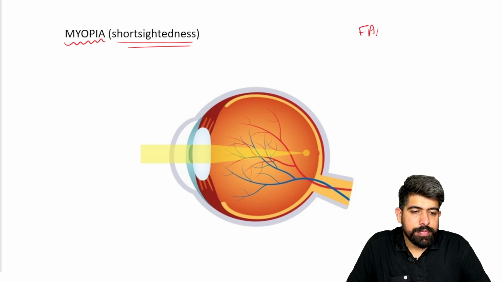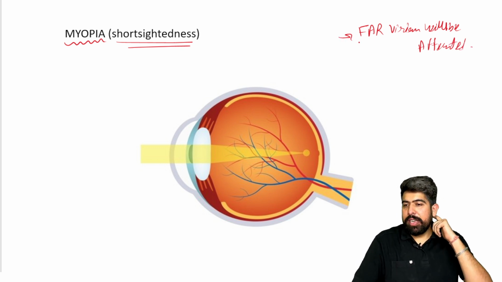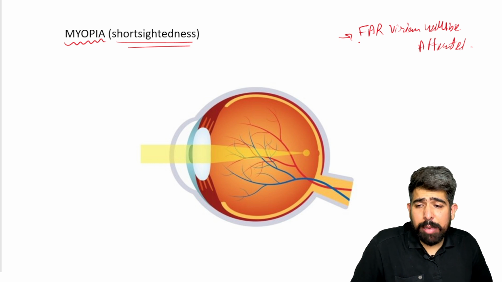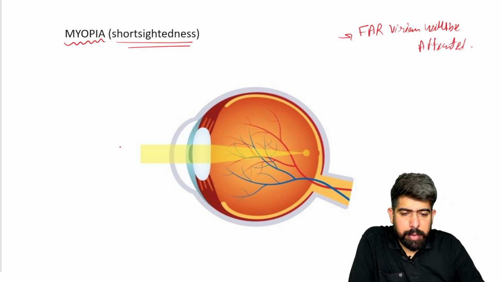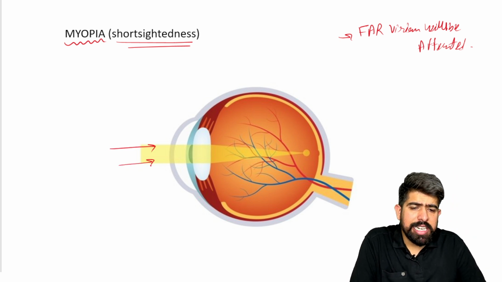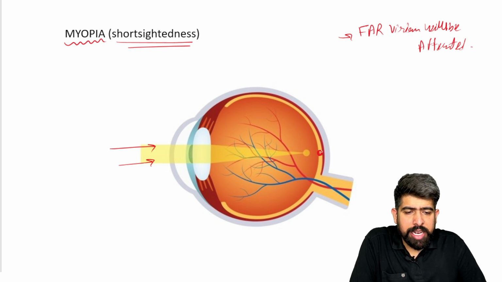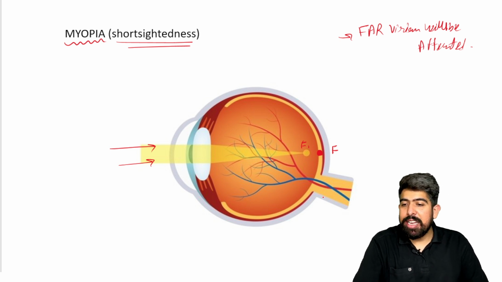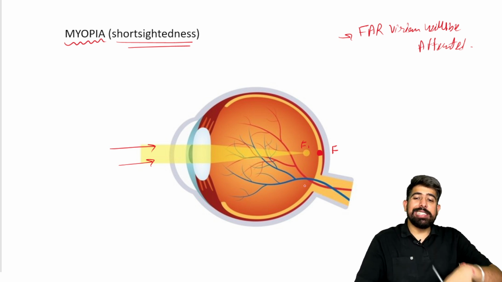Your far vision will be affected in this condition, in myopia. Then why is the name short sightedness? You can see here, these are the parallel rays coming from outside. After the conversion, they have to make the focus point on the retina, this f, but because of more conversion, it makes a focus point in front of the retina, or just before the retina. In hypermetropia, it is behind the retina.